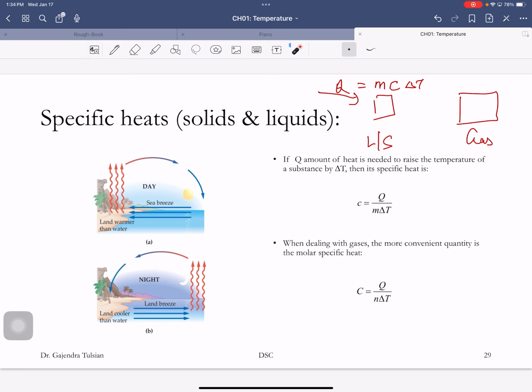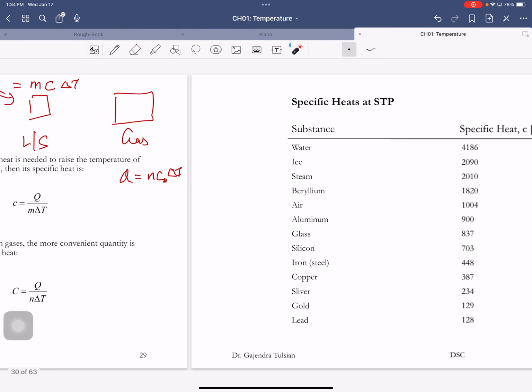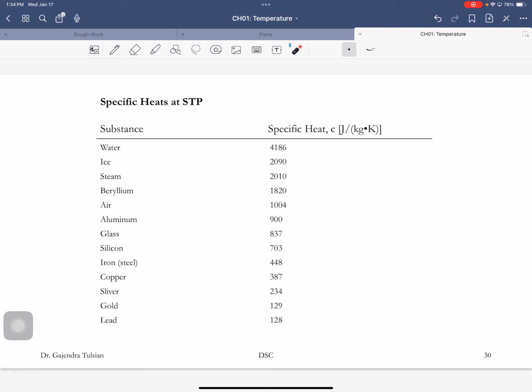Okay? Now for a gas, it's easier to measure the number of moles of gas rather than the mass. Okay? So we define molar specific heat for gases. Okay? So this is called specific heat, and that's called molar specific heat. Okay? So for gases, it's easier to measure the number of moles, and M is the mass for solids and liquids. Okay, so here's again, all these properties are important, and we have a list of stuff.